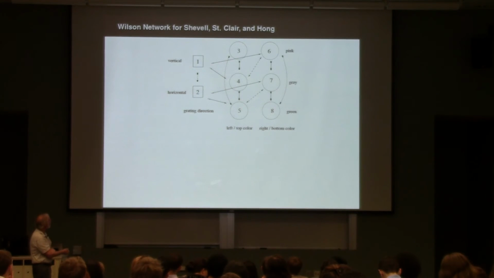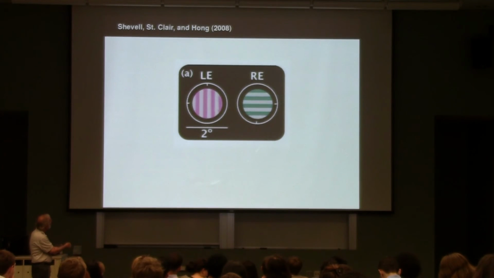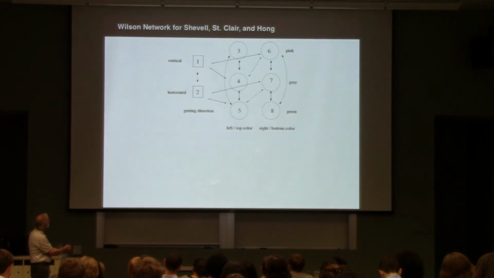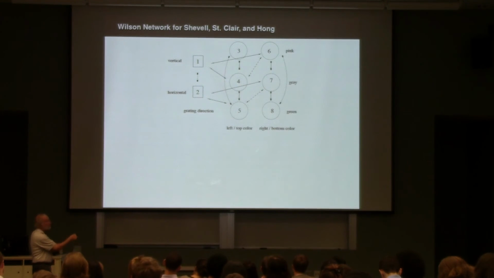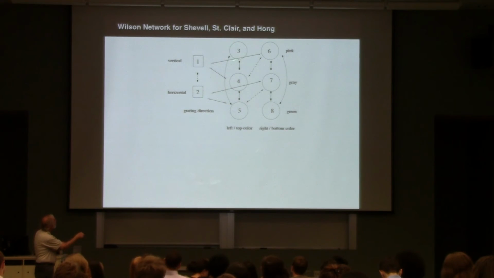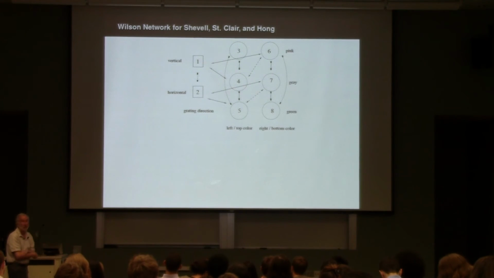Now, what was the left image? Gray and pink with a vertical grading. So vertical grading, gray and pink. The levels are pink, gray, and green in these two columns. The horizontal grading had green and gray. And you get these excitatory couplings, these triangles that are in there.